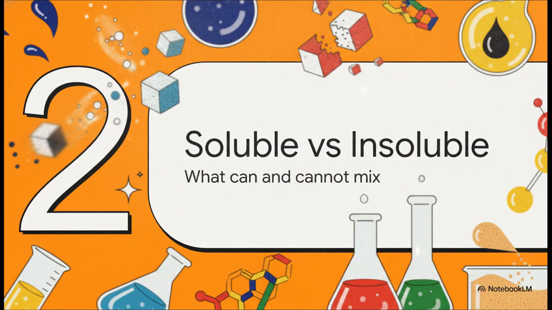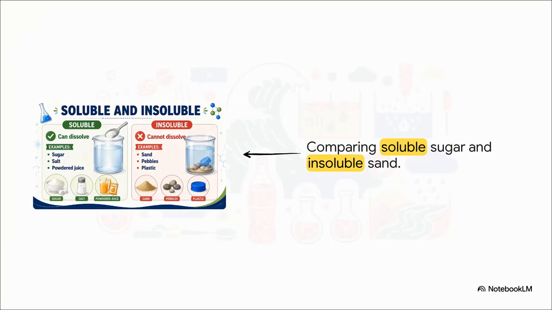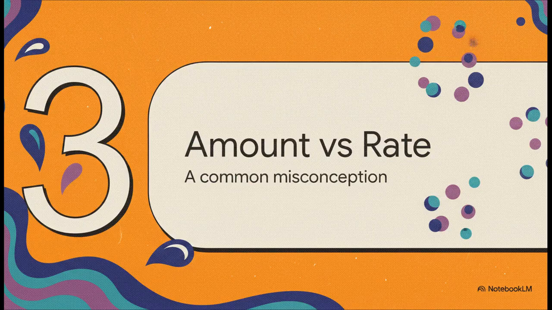Moving on to part 2, soluble versus insoluble, or what can and cannot mix. There's a really stark contrast in how different materials behave. Soluble materials, things like sugar, salt, and powdered orange juice, they integrate beautifully into water. But insoluble materials, think sand, pebbles, or even plastic bottle caps, they just sink like a stone. Honestly, no matter how hard you mix them, they completely lack the chemical ability to interact with the solvent and form a solution.